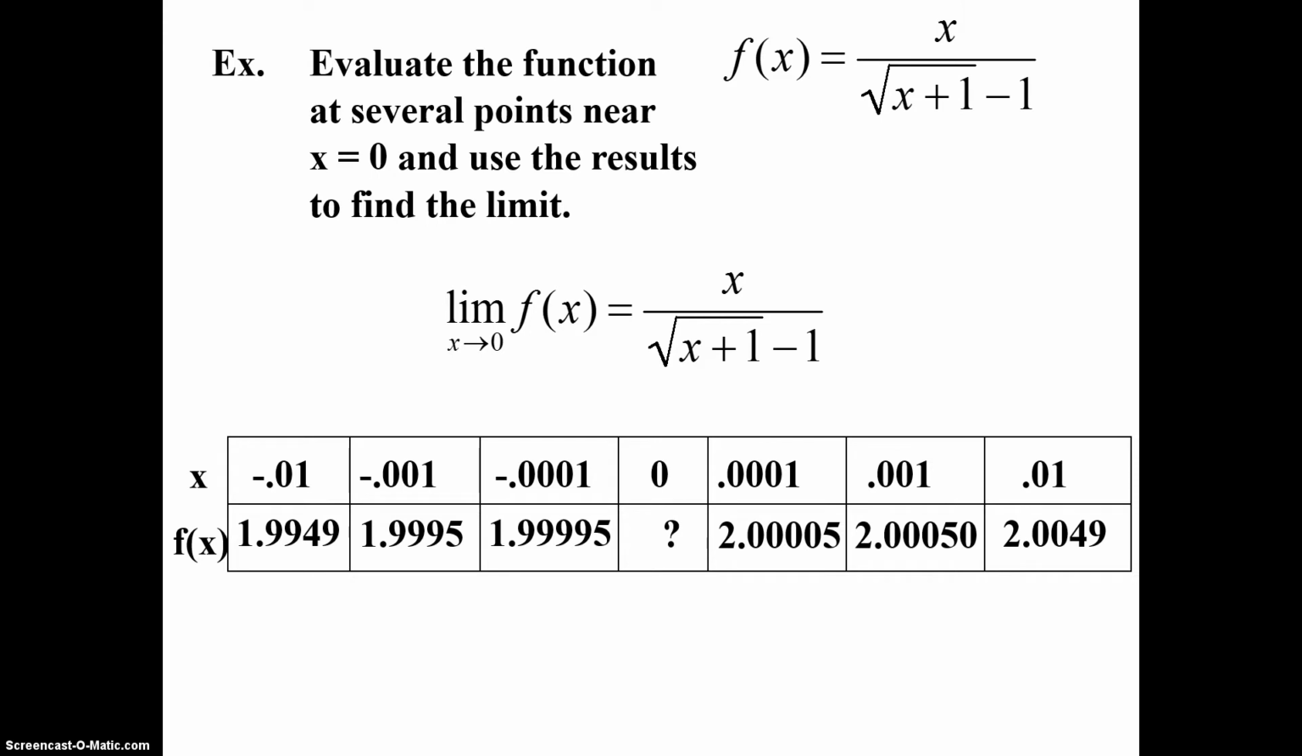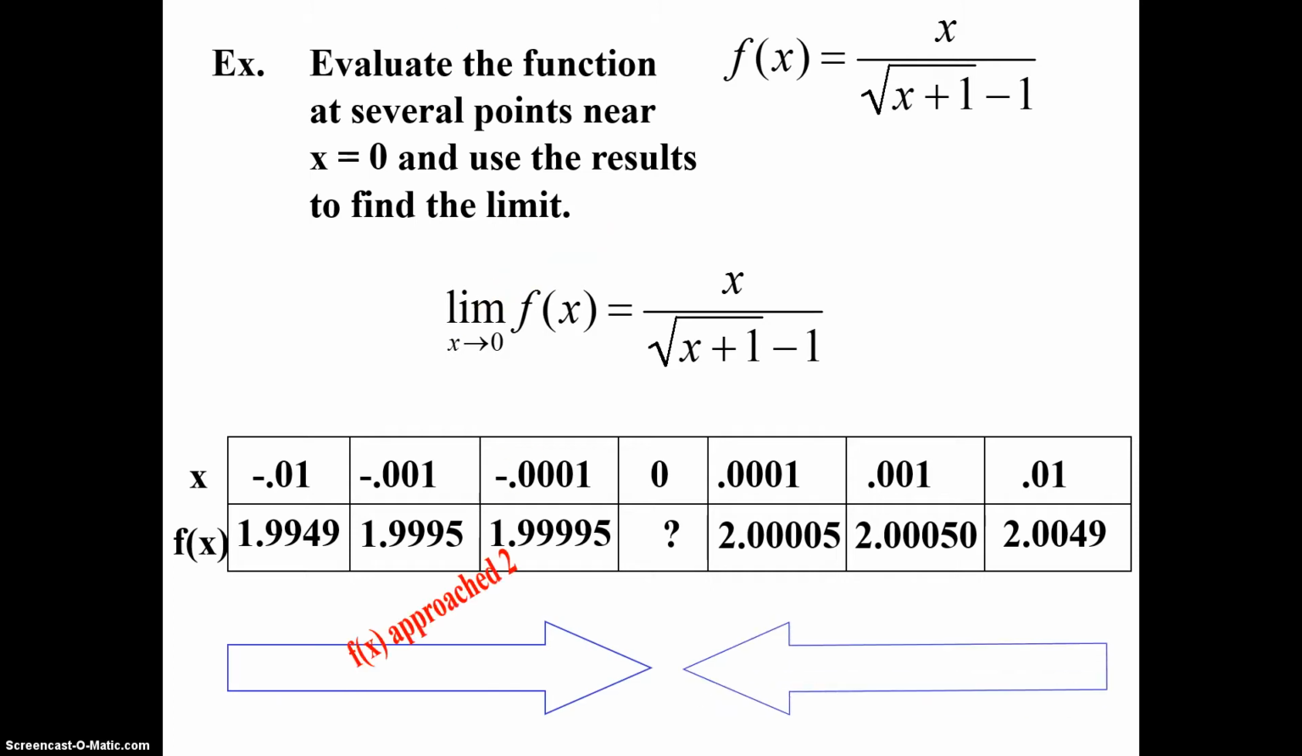If you look at what's going on in the table, you see that from the left, you're approaching 2. From the right, you're also approaching 2. Therefore, you can say that the limit of your function as x approaches 0 is most likely 2 as well.